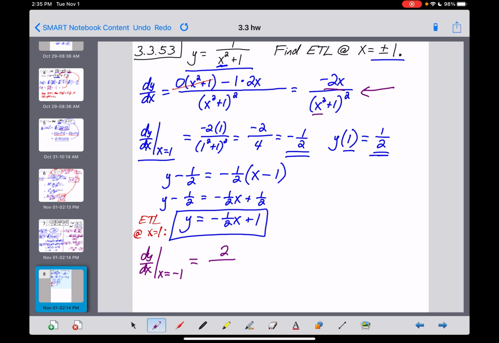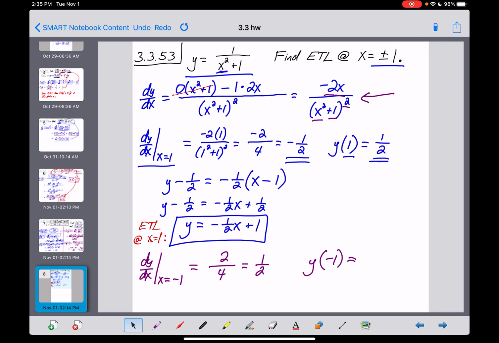Negative 1 gets squared to make 1, plus 1 is 2, 2 squared is 4. So now the slope of our tangent here is a positive 1/2. And we still have to evaluate the function at the point of tangency, which is negative 1. So when I put negative 1 back into the original function, that's not going to change at all either. We're still going to end up with the same y value there of 1/2.